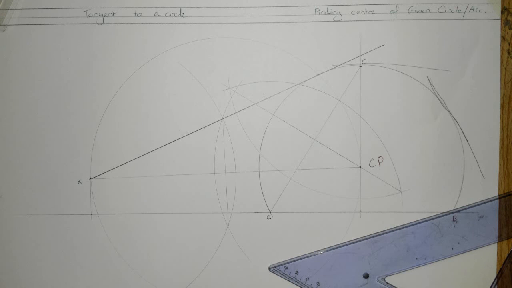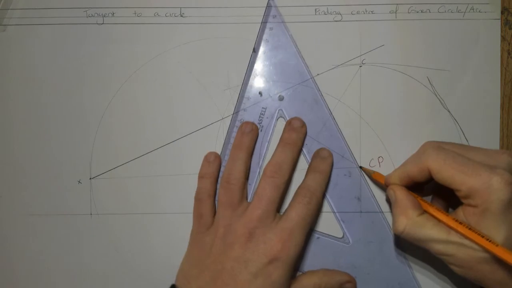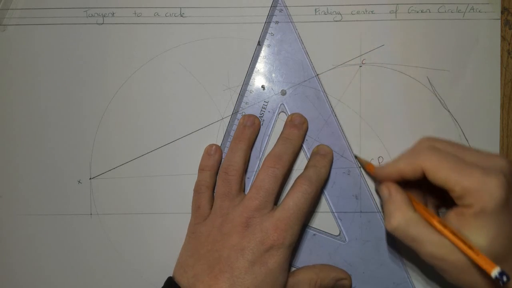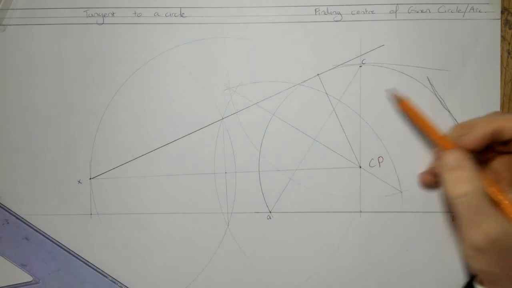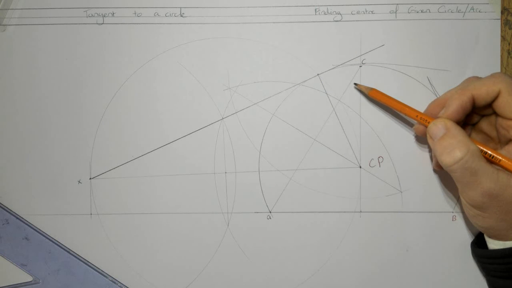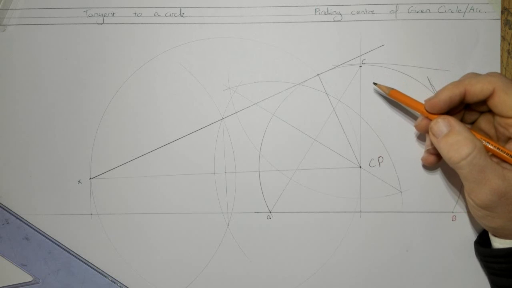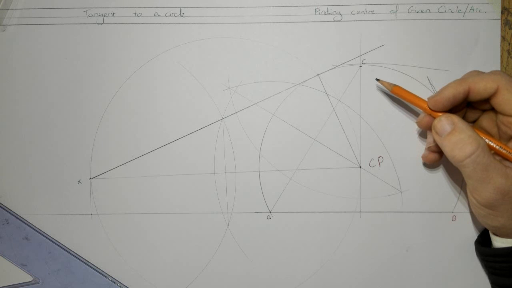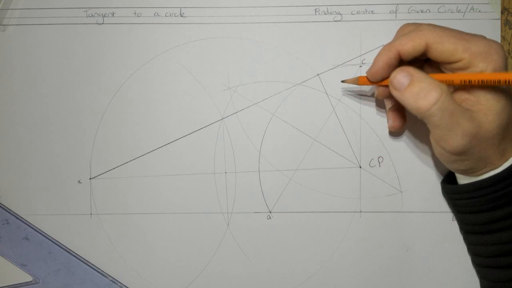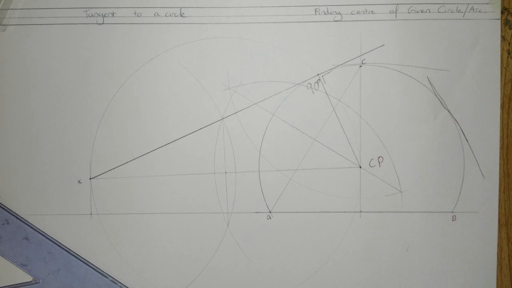Just another rule that's worth stating. If I drew a line from my centre point to the point of contact, can anybody tell me what properties this has? Sean? Give him a hand, Lizzie. Perpendicular. Very good, Tui. That's perpendicular, 90 degrees. And that is how you find a tangent to a circle.